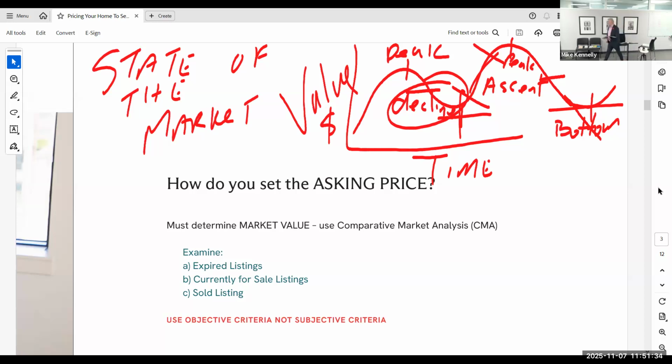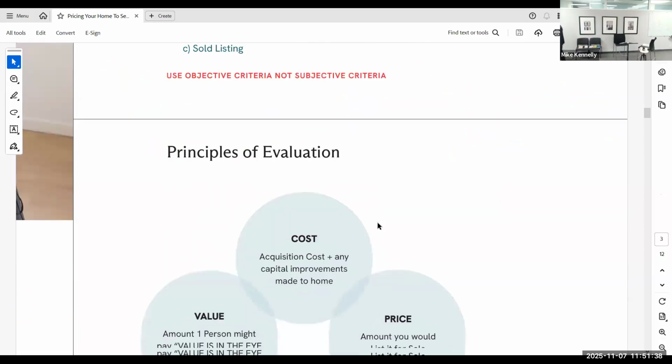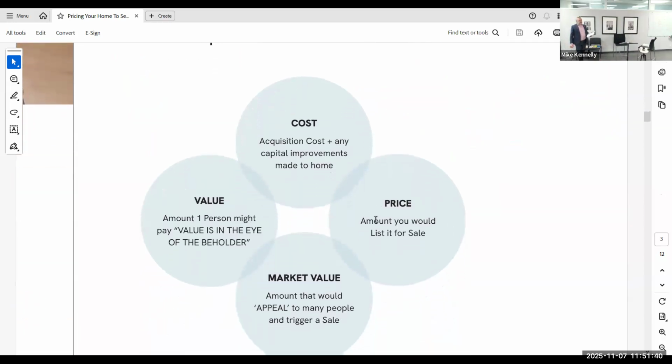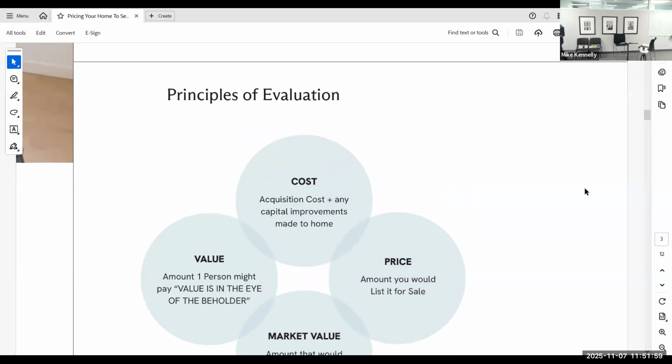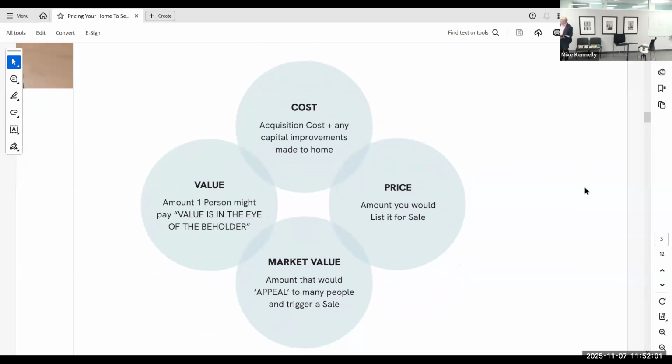Okay, next one, Matt. So use objective criteria, not subjective, right? Next screen. These are principles of valuation. So Mr. and Mrs. Seller, I studied the economy when I did my real estate license. I did it really in university as well. And so there's 4 real big things that we look at when we decide what the principles of evaluation are. So it should say principles of evaluation up there, right? It does. Okay, you see that in the room, right? Okay, so let's get some basic definitions that we all understand.